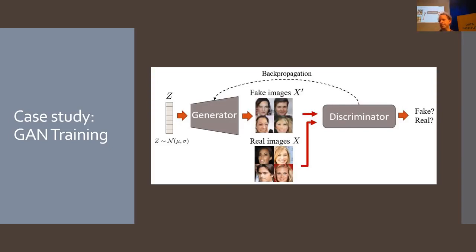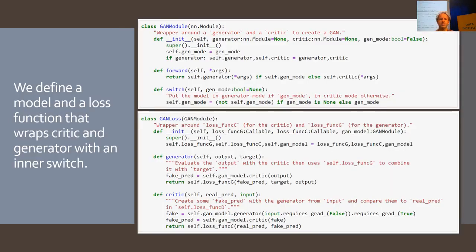So for example, how did we do GANs last course? Behind the scenes we created a GAN module. It was ridiculously simple. It had a forward method that just asked: are you in generator mode or not, where not means discriminator mode? If you're in generator mode, call the generator, otherwise call the critic. And then there's a function called switch that just changes the mode backwards and forwards between generator and discriminator.